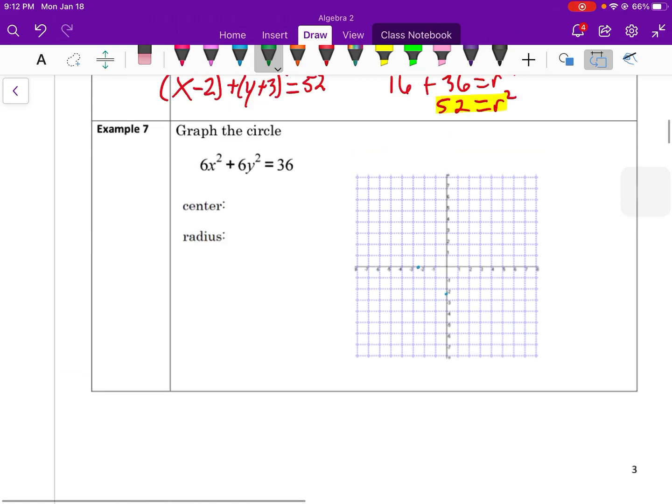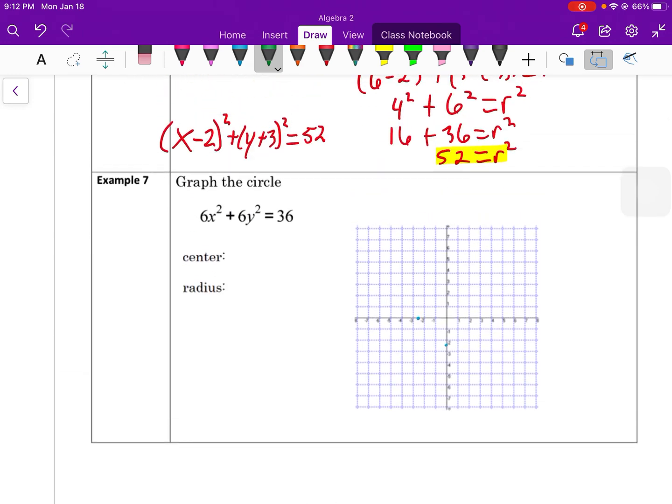I believe this is our final example. Graph the circle. First thing to note, they all have a common factor of 6. So my first step would be to divide both sides by 6 so that we get x squared plus y squared equals 6. And when it's of this form, x squared plus y squared, if we remember back, that means the center is at (0, 0). So the center is here.